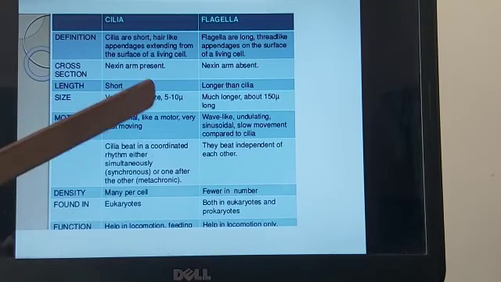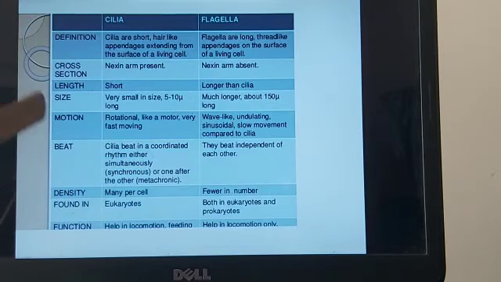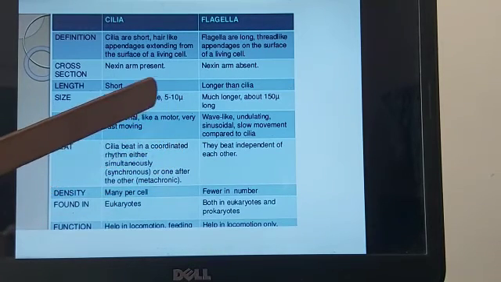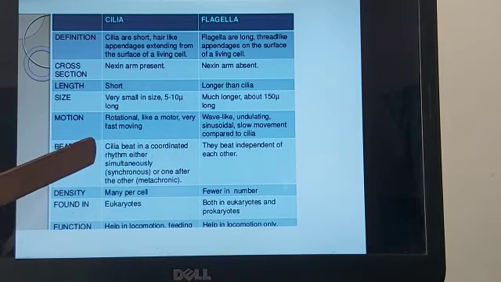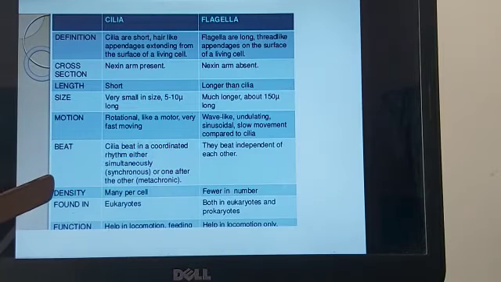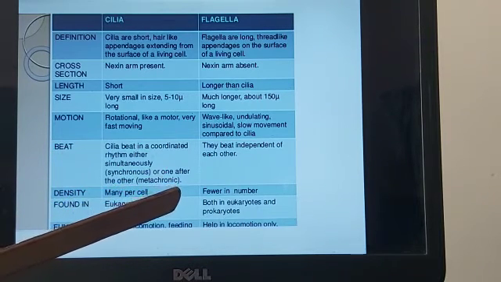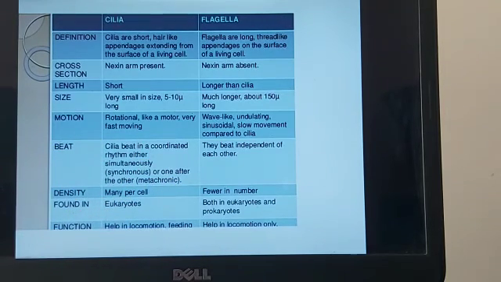Rotational movement and whip-like movement is seen in flagella, and the ciliary beat is controlled in a coordinated rhythmic manner. When numerous flagella are present, they beat independently. Each flagellum moves in its own manner, whereas in cilia there is a coordinated and synchronized motion. Density: cilia are present more per cell, flagella fewer in number, and cilia are found only in eukaryotes. Remember, flagella are found both in eukaryotes as well as in prokaryotes. Cilia help in locomotion and feeding, whereas flagella help only in locomotion.